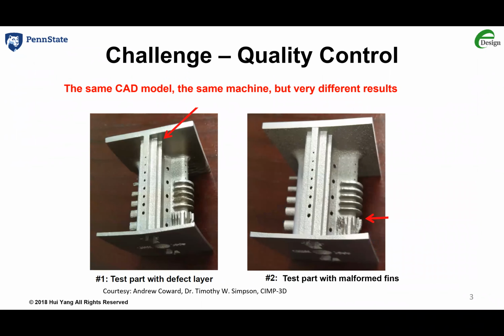However, there are significant challenges in the quality control of additive manufacturing builds. So in Sims3D, we had one case study. We used the same CAD model, same machine, but we got different results. And these two figures are shared from my colleagues, Andrew Coward and Dr. Tim Simpson from Sims3D. From the left side, we see a test part with defective layers. And on the right side, part two, we see the malformed features. Okay, the same CAD model, same machine, very different results.